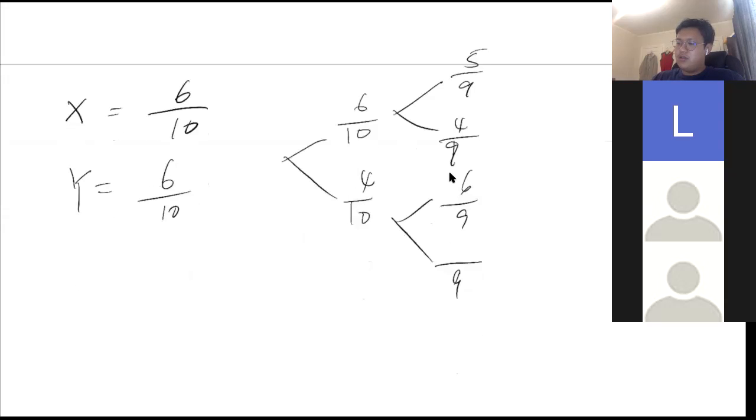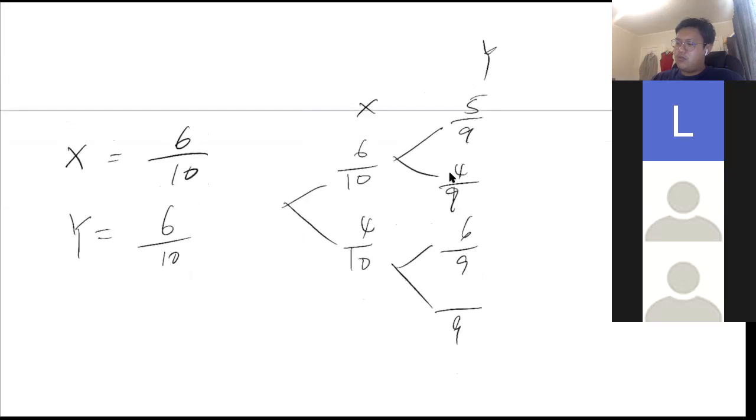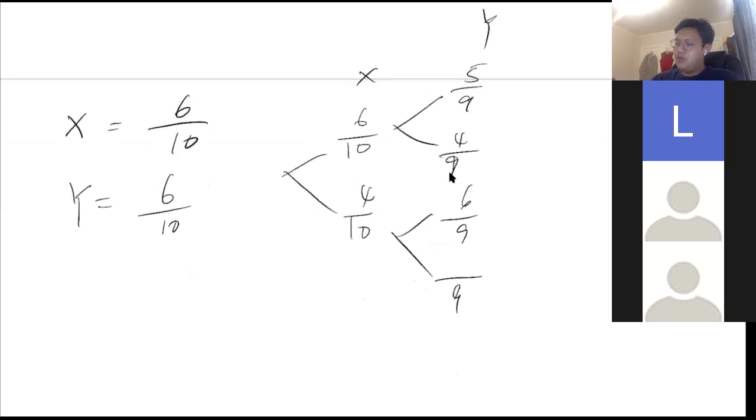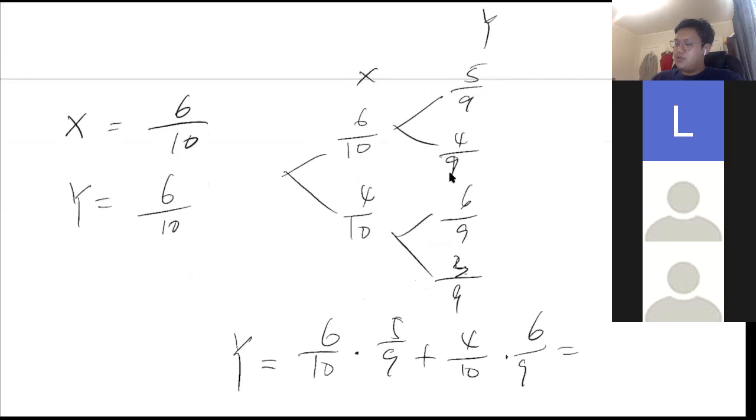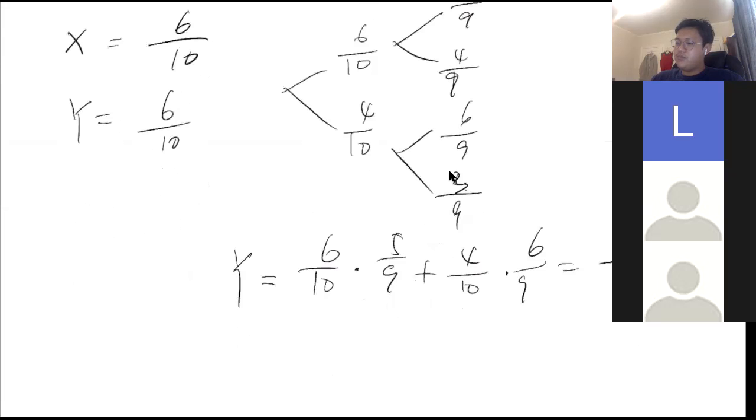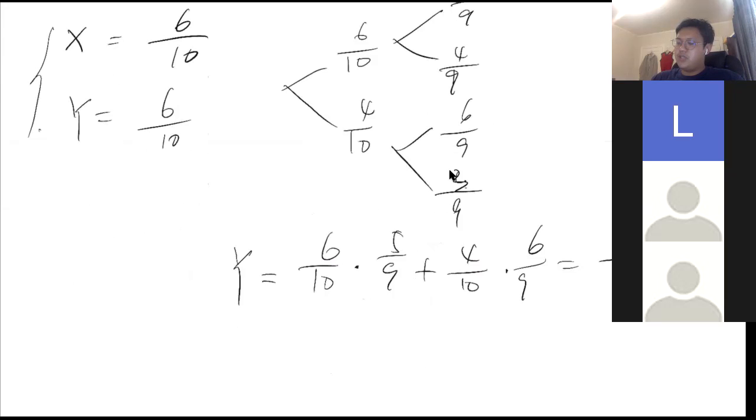So if a success, that's x, that's y. If x success, what will happen? If x fail, what will happen? So if you want to calculate success for y, that's just 6 over 10 times 5 over 9 plus 4 over 10 times 6 over 9. So that's also 6 over 10. So we know that x and y are two Bernoulli variables with 6 over 10, and you want to find the covariance between x and y.